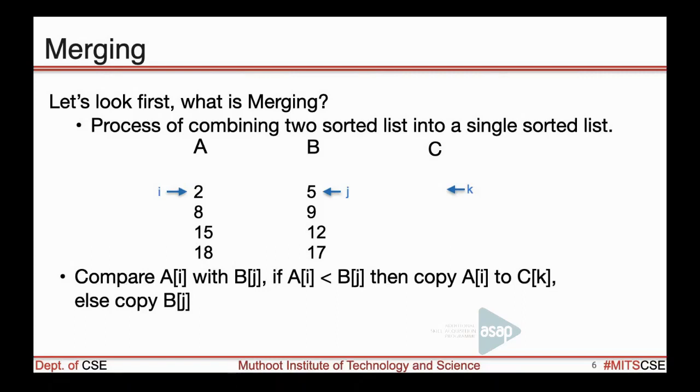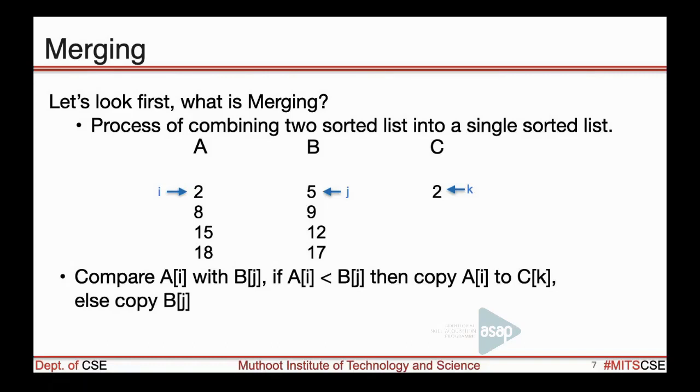What do you mean? What is A of I? A of I is 2 and B of J is 5. I need to check if A of I is less than B of J. That is 2 is less than 5. Yes, it is true. So what I need to do? I need to copy A of I, that is 2, to C of K. Okay. So I am copying which element? 2 to C of K. Clear? So 2 has been copied.